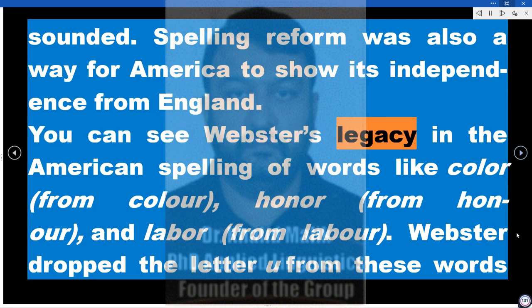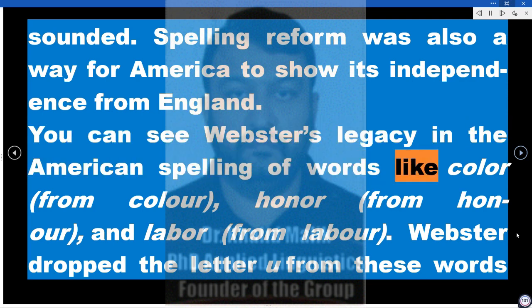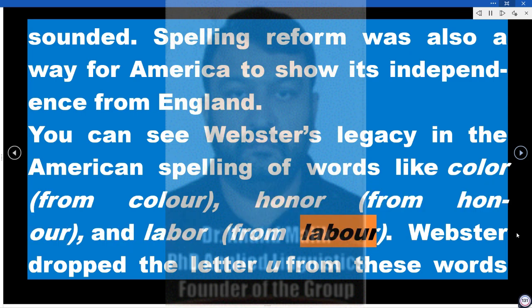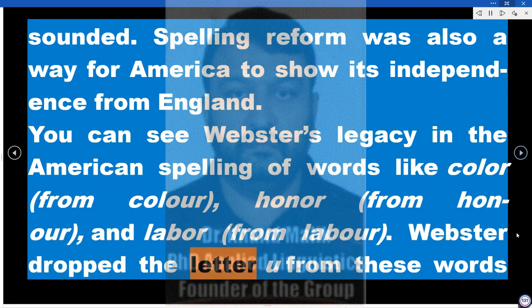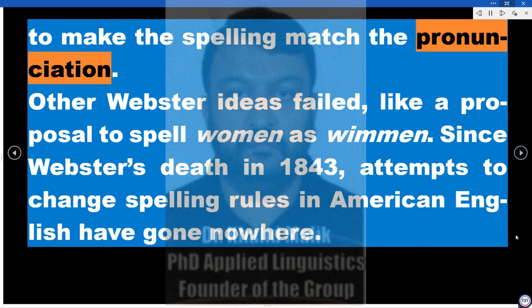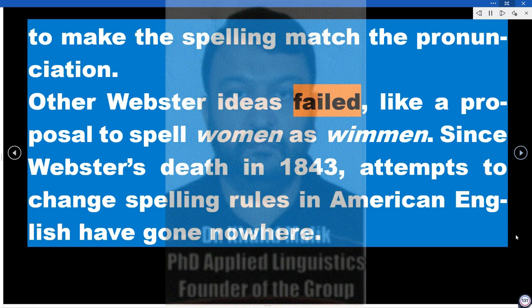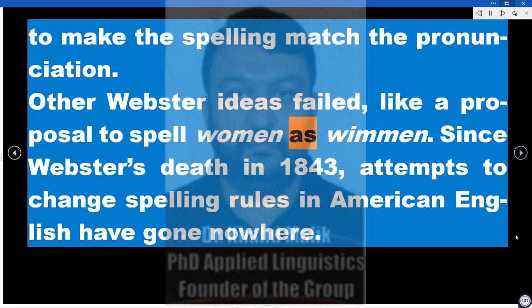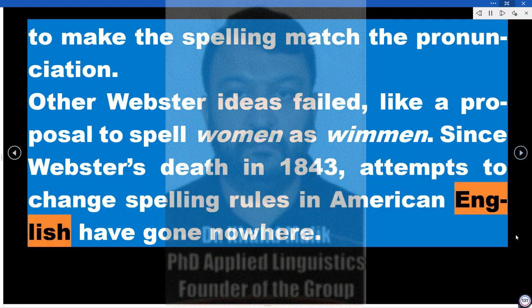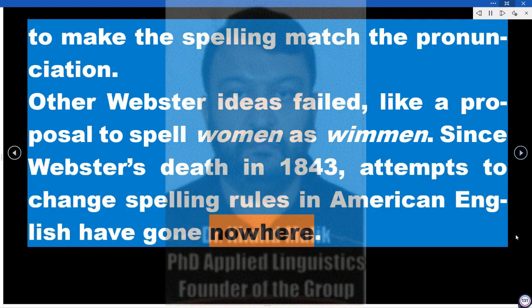You can see Webster's legacy in the American spelling of words like "color", from "colour", "honor", from "honour", and "labor", from "labour". Webster dropped the letter U from these words to make the spelling match the pronunciation. Other Webster ideas failed, like a proposal to spell "women" as "wimmen". Since Webster's death in 1843, attempts to change spelling rules in American English have gone nowhere.